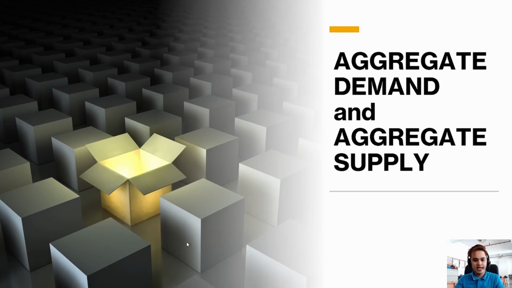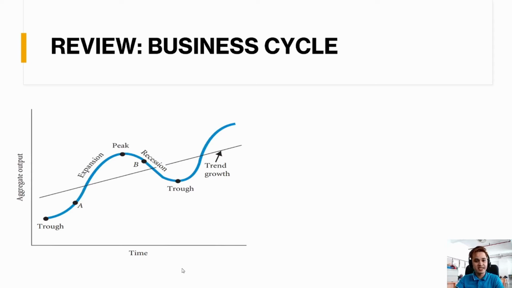Aggregate demand and aggregate supply, or we call it the AD-AS model. Now, first, let's review our business cycle. I already discussed this last week. So when we say business cycle, this is the fluctuations in the economic activity. This fluctuation doesn't have any regular or predictable pattern, compared to the illustration.